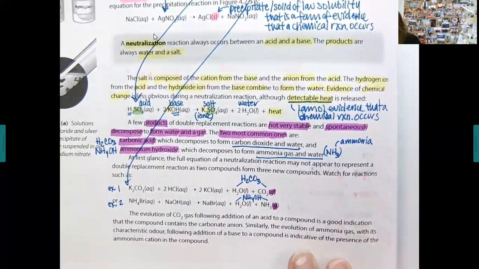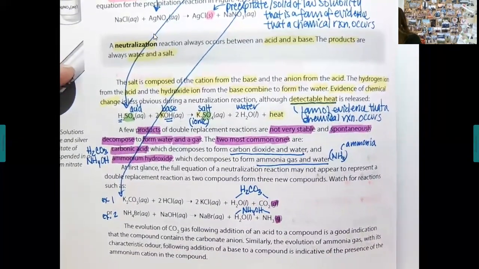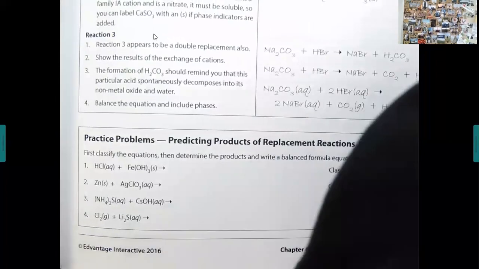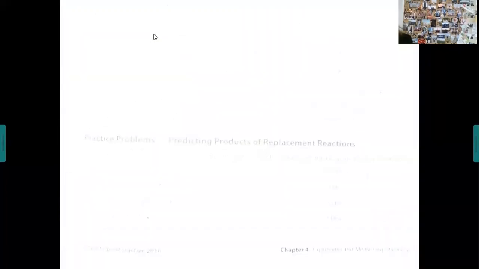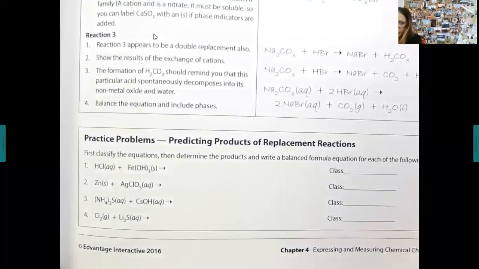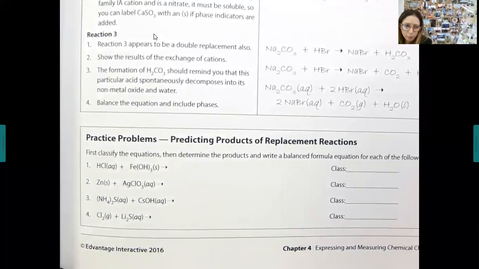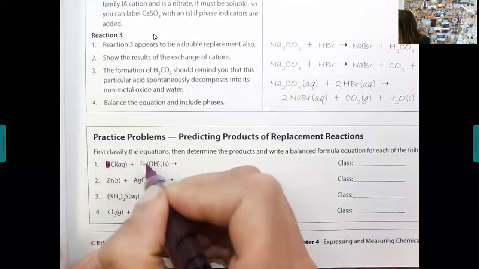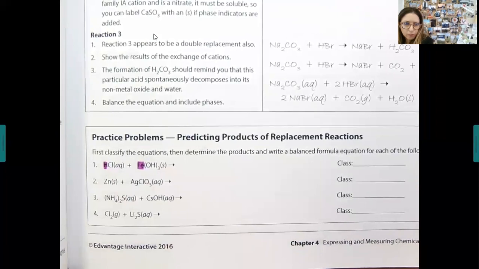Okay, so let's take a look at some practice problems on the next page. Let's go to page 173 right here. On page 173, we're going to predict the products of some double replacement reactions, and they mixed in some single replacement reactions here. So let me highlight the H and the Fe here.